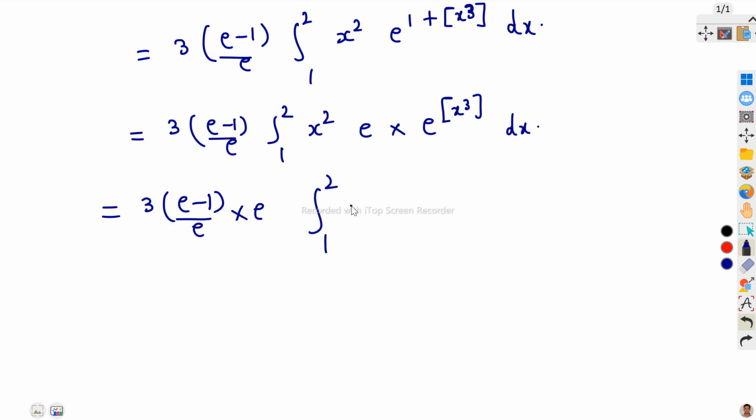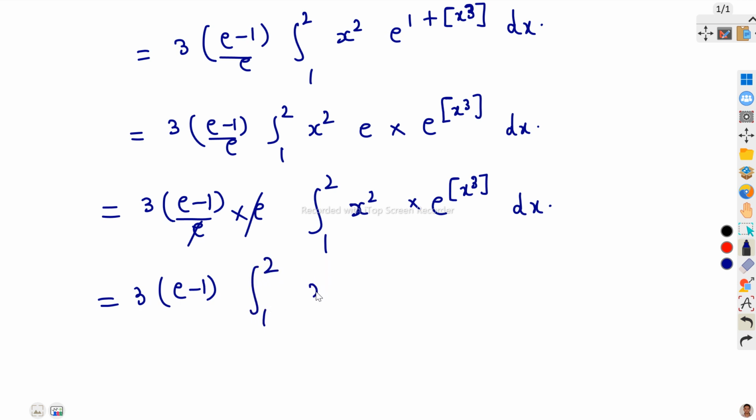So this becomes x² times e^([x³]) dx. So this e gets cancelled, and this becomes 3(e − 1) times the integral from 1 to 2 of x² e^([x³]) dx.